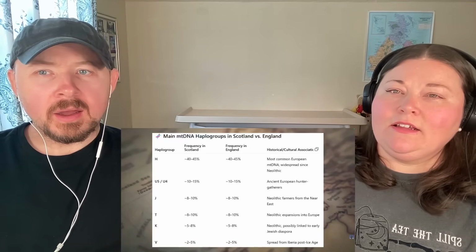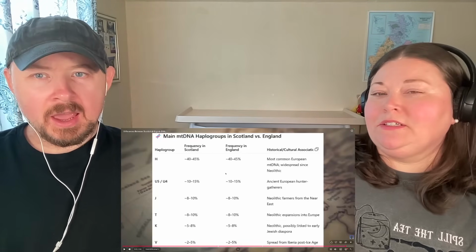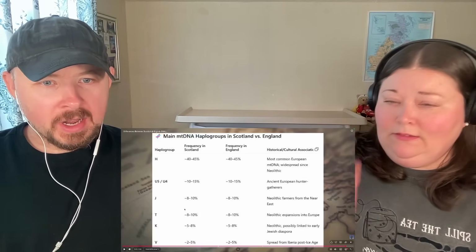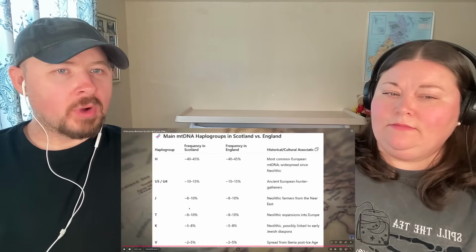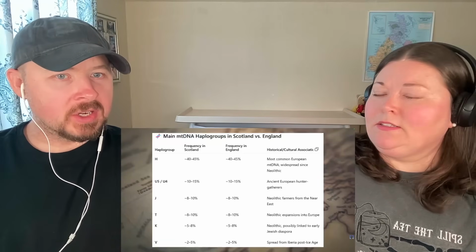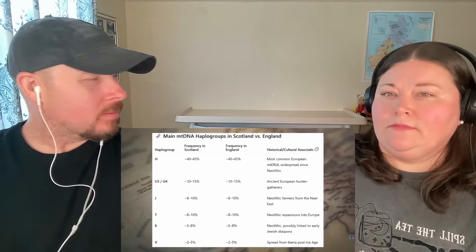Okay. That is crazy. I expected it to be much different than I did too. Every percentage here is the same. Yeah. And on the other page, we were seeing there was a bigger difference in the Anglo-Saxon versus Celtic. It seemed like that was the main thing.